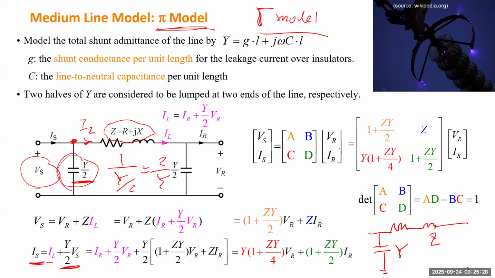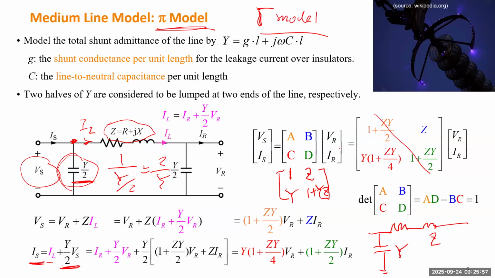If this is the case and you derive the transformation, it's still ABCD, and the ABCD will look like this one. It will not be the previous one anymore. So ABCD will be, here is one. You can try on your own. It's very easy. Just follow the same method.